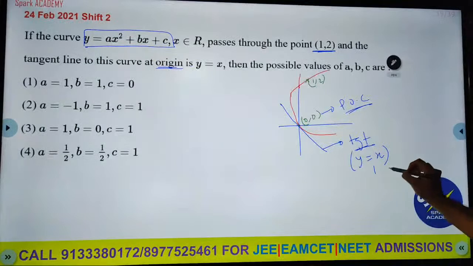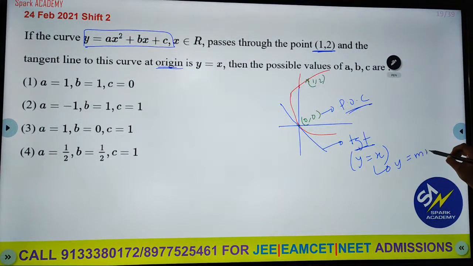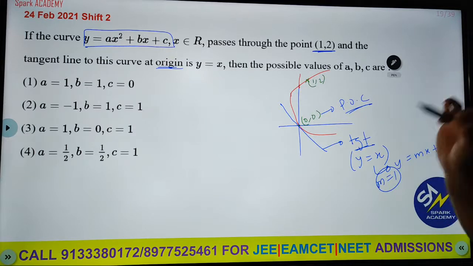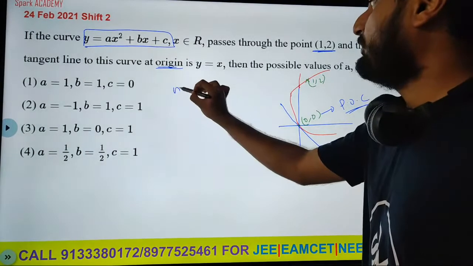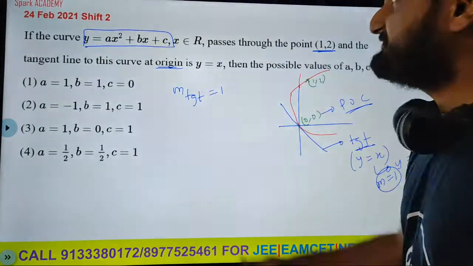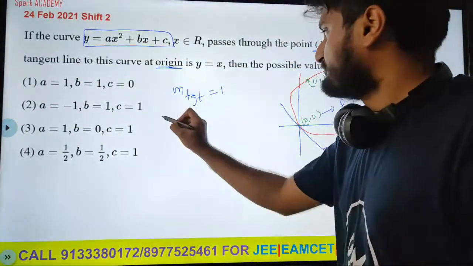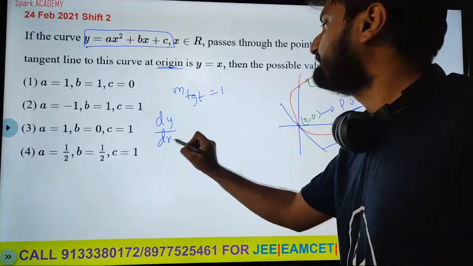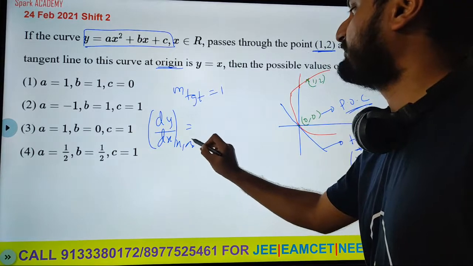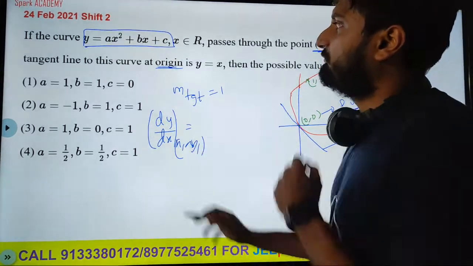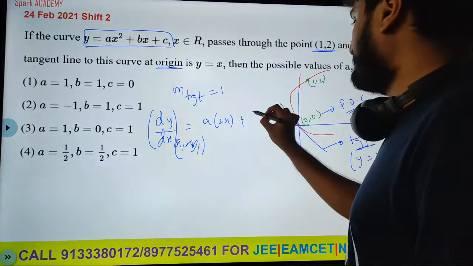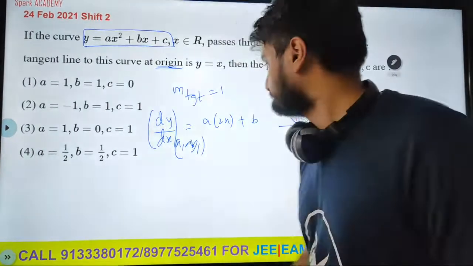Basically this is looking like y equals mx plus c, correct? So the slope is nothing but 1 of this. So now I know the slope of the tangent is 1. Now let's solve the equation. So what is dy by dx basically? Because I know the slope of the tangent is dy by dx at the point (x1, y1). So what is the derivative of ax² + bx? The derivative of bx is nothing but b.